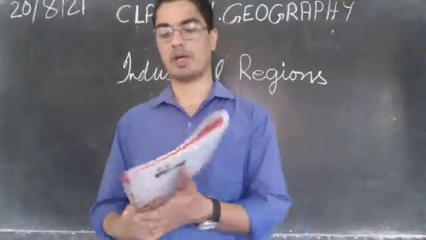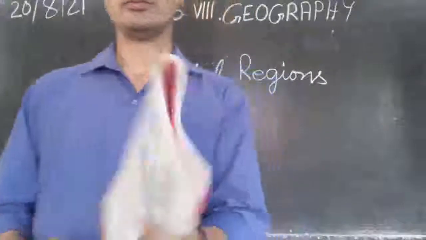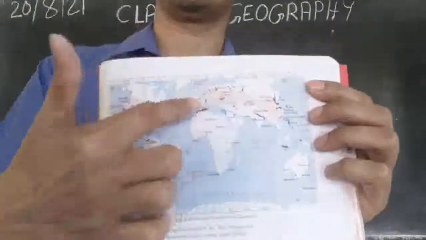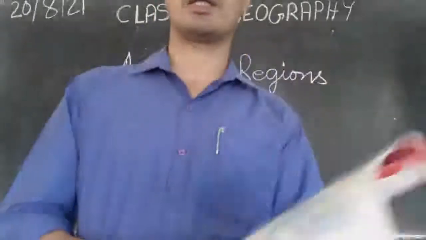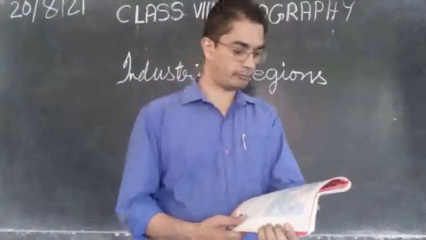You can see in your map also, you see some black spots are there. Where this black ink is there, that is called industrial regions.